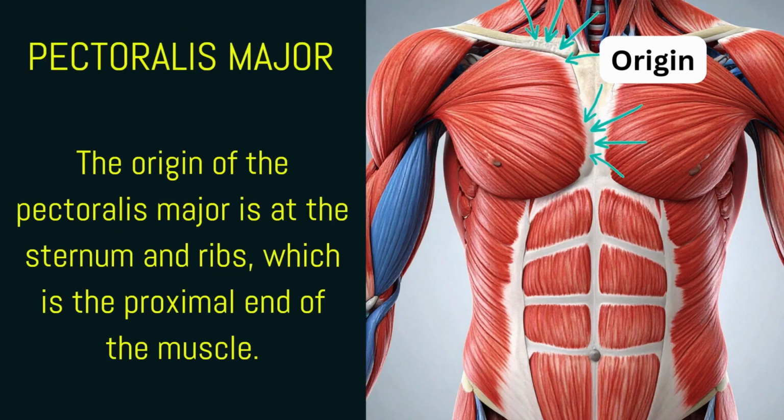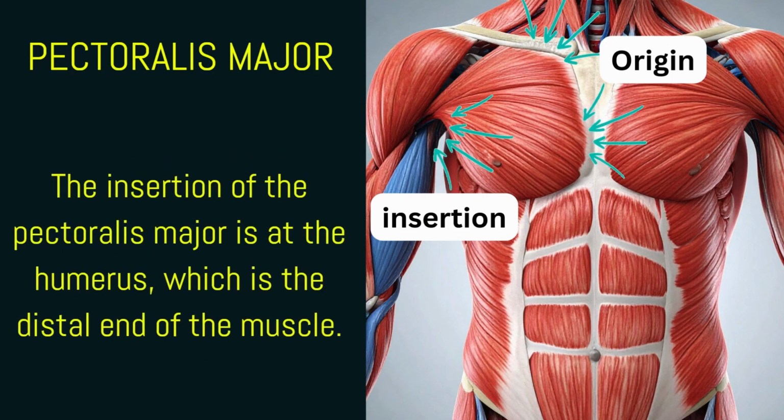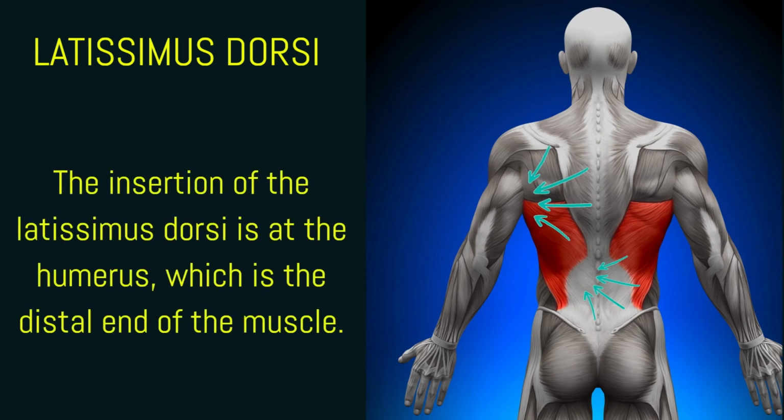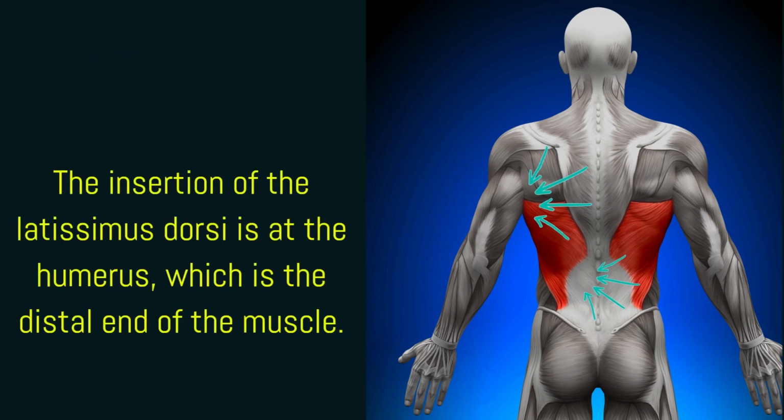The origin of the pectoralis major is at the sternum and ribs, which is the proximal end of the muscle. The insertion of the pectoralis major is at the humerus, which is the distal end of the muscle. The origin of the latissimus dorsi is at the vertebrae and pelvis, which is the proximal end of the muscle. The insertion of the latissimus dorsi is at the humerus, which is the distal end of the muscle.